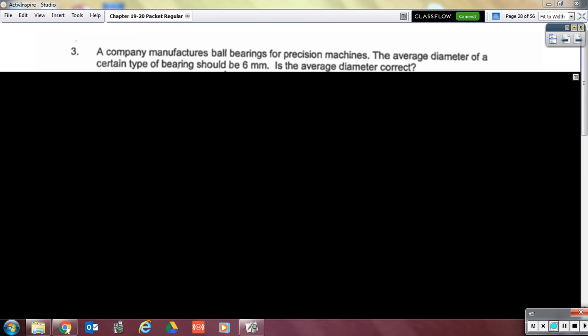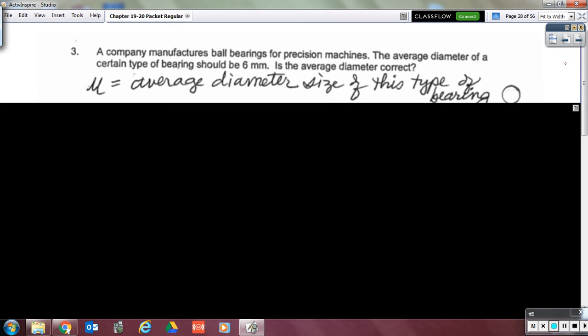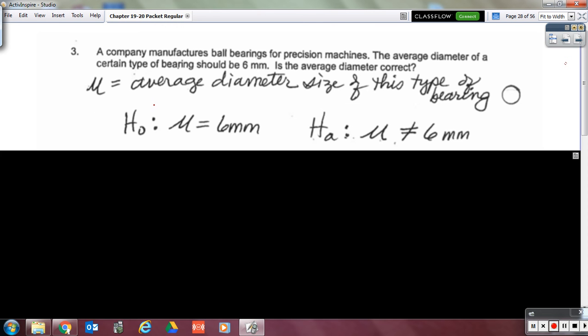Here we go. So this first one, this is a mu equals the average size of this type of diameter. So our null hypothesis is that, make sure you put mu equals 6 millimeters and the HA colon mu is not equal to, because it just says, is it correct? It did not indicate bigger or smaller.